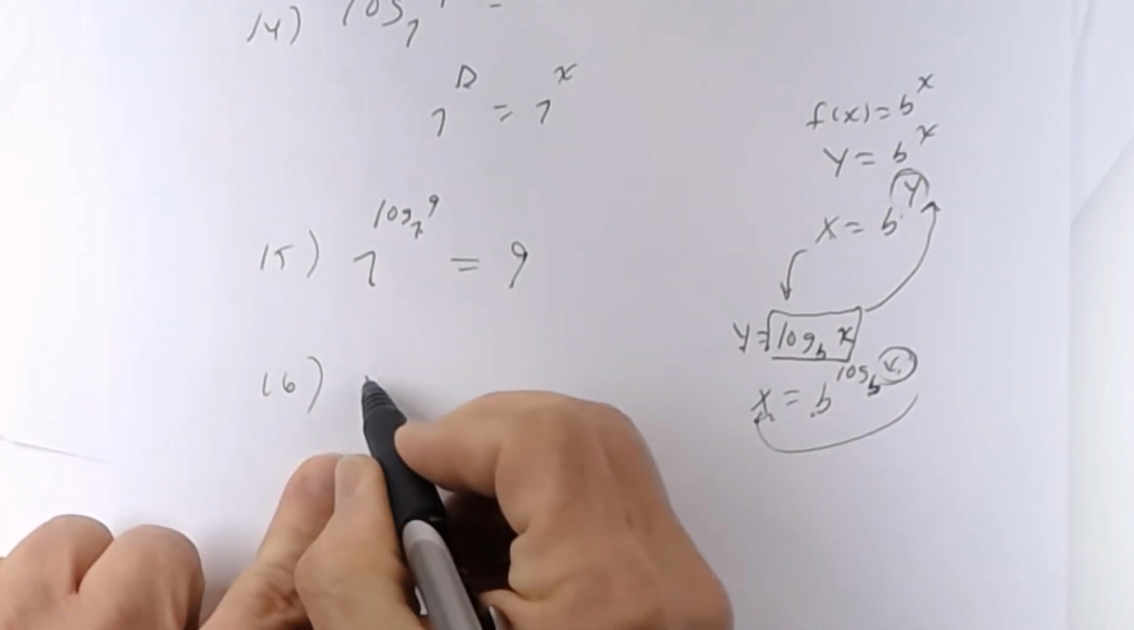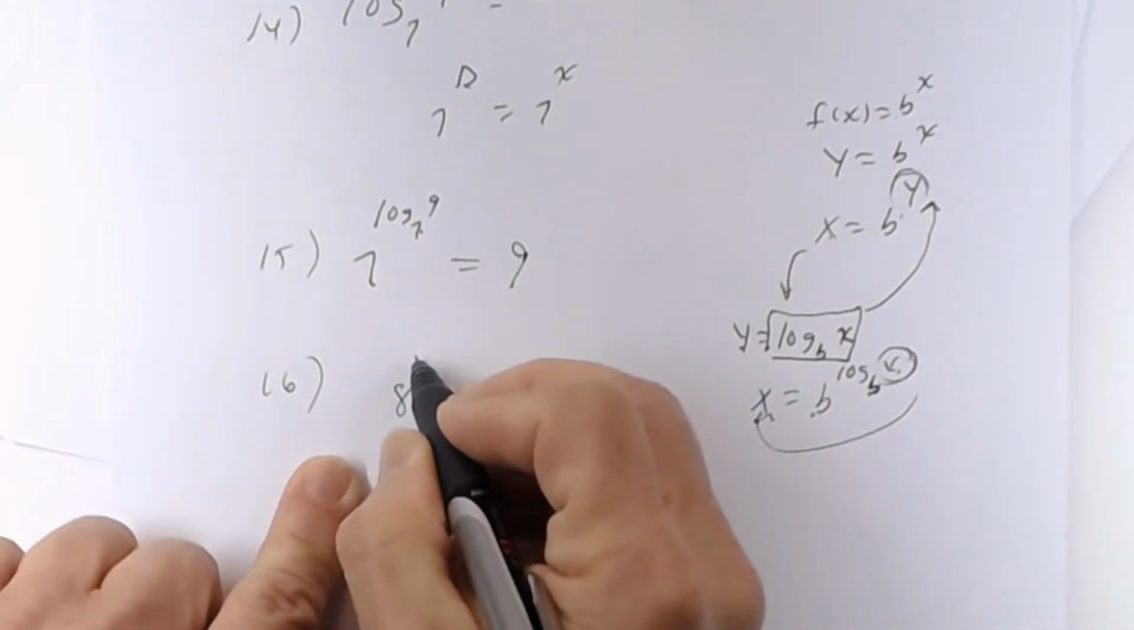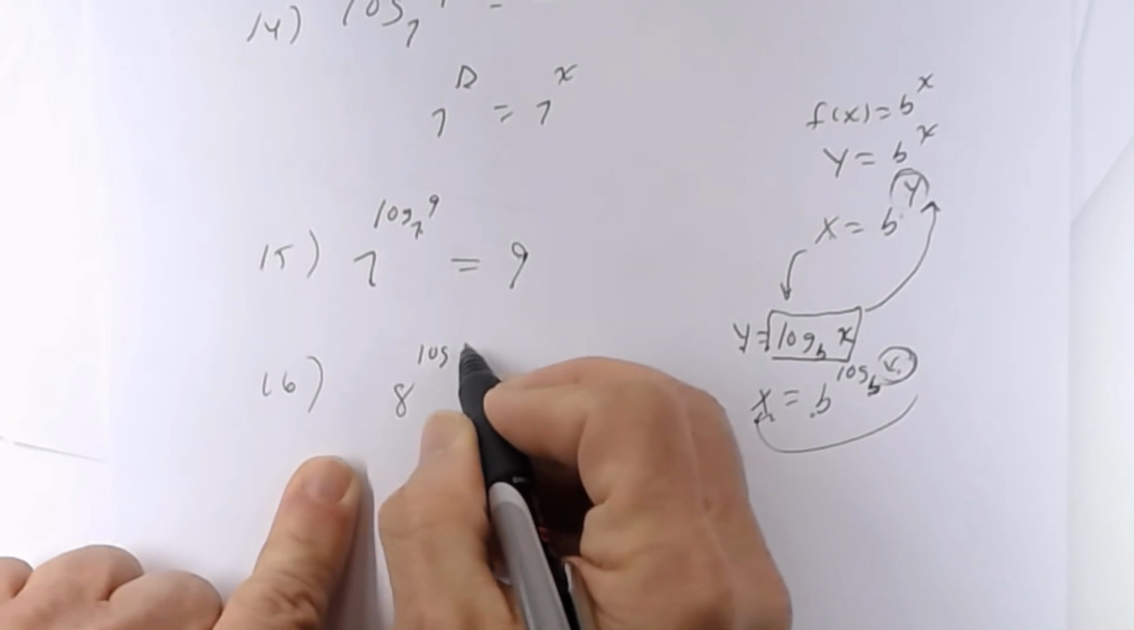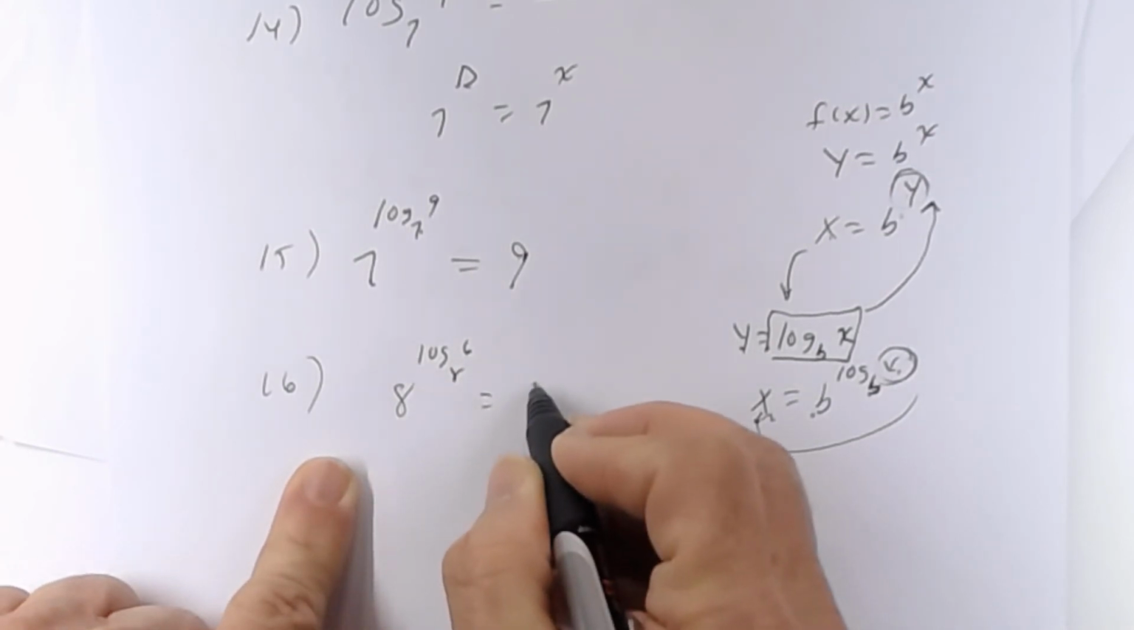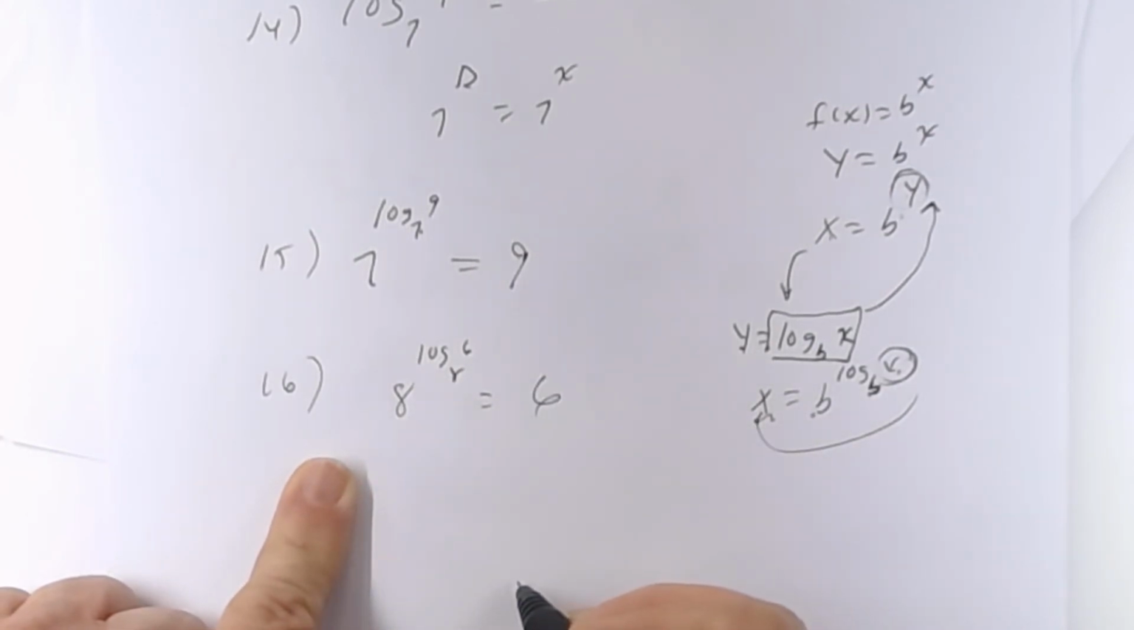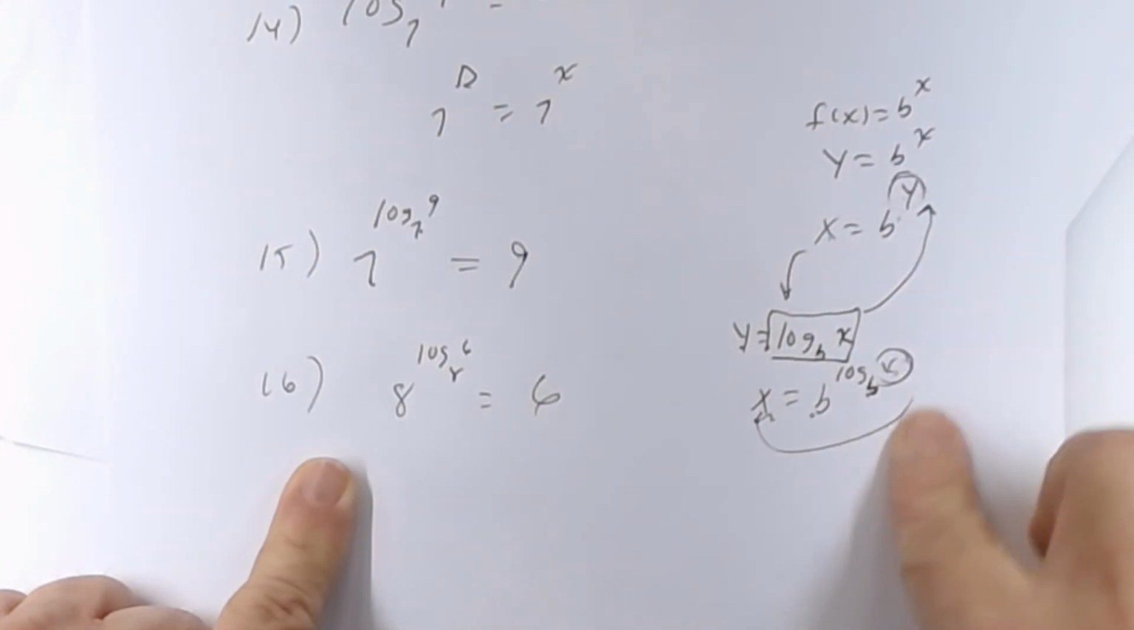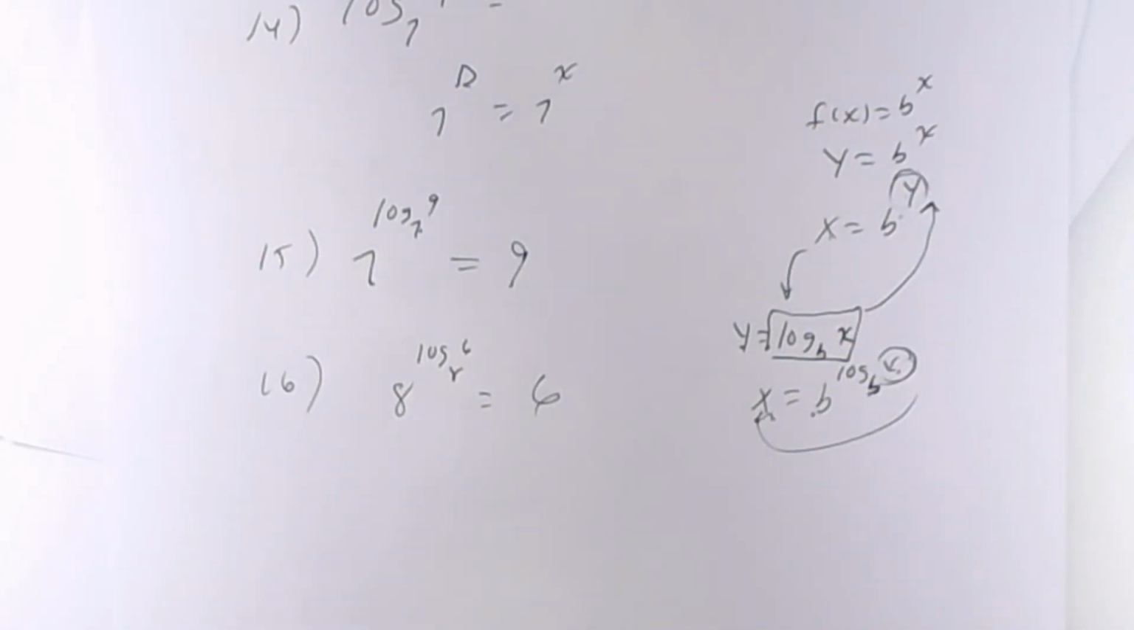So for 16, what is 8 to the log of 6 base 8? What are you going to say? 6. Because remember earlier we said that a logarithm is nothing more than an exponent? That's where that comes from.